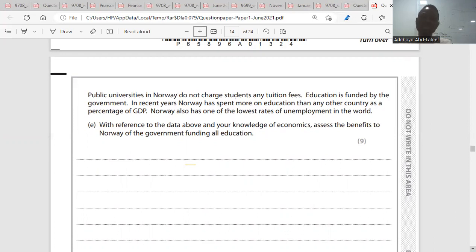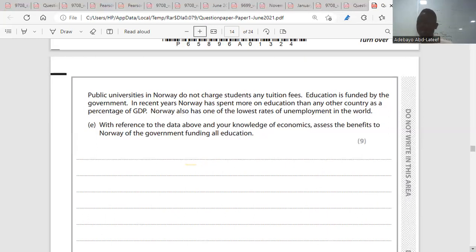Then this will also reduce unemployment, and they already said that the unemployment rate in Norway is falling. Because the labor force has good education, they are attractive to employers, which also helps to reduce unemployment. However, there could be an opportunity cost. And what's the opportunity cost here? Government financing education might mean that government would not be able to spend on or finance healthcare or infrastructure.